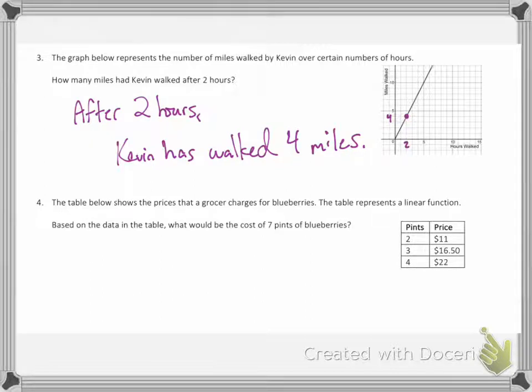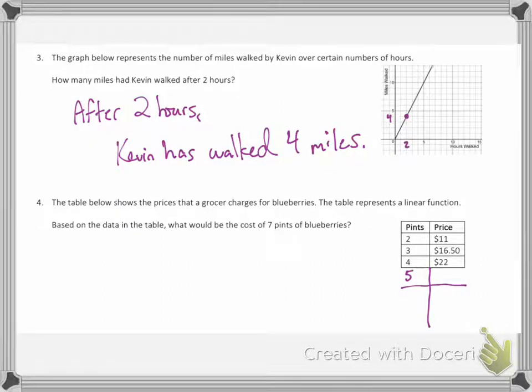So there's a couple ways you can figure this out. Well, let's look at the table here. At 2 pints, cost is $11. 3 pints, the cost is $16.50. 4 pints, the cost is $22. What you can do, the long way, if you will, is to say, okay, 2 gets me 11, 3 gets me 16.50, 4 gets me 22. Well, let's say I want 5, so I'm going to just extend my table a little bit.